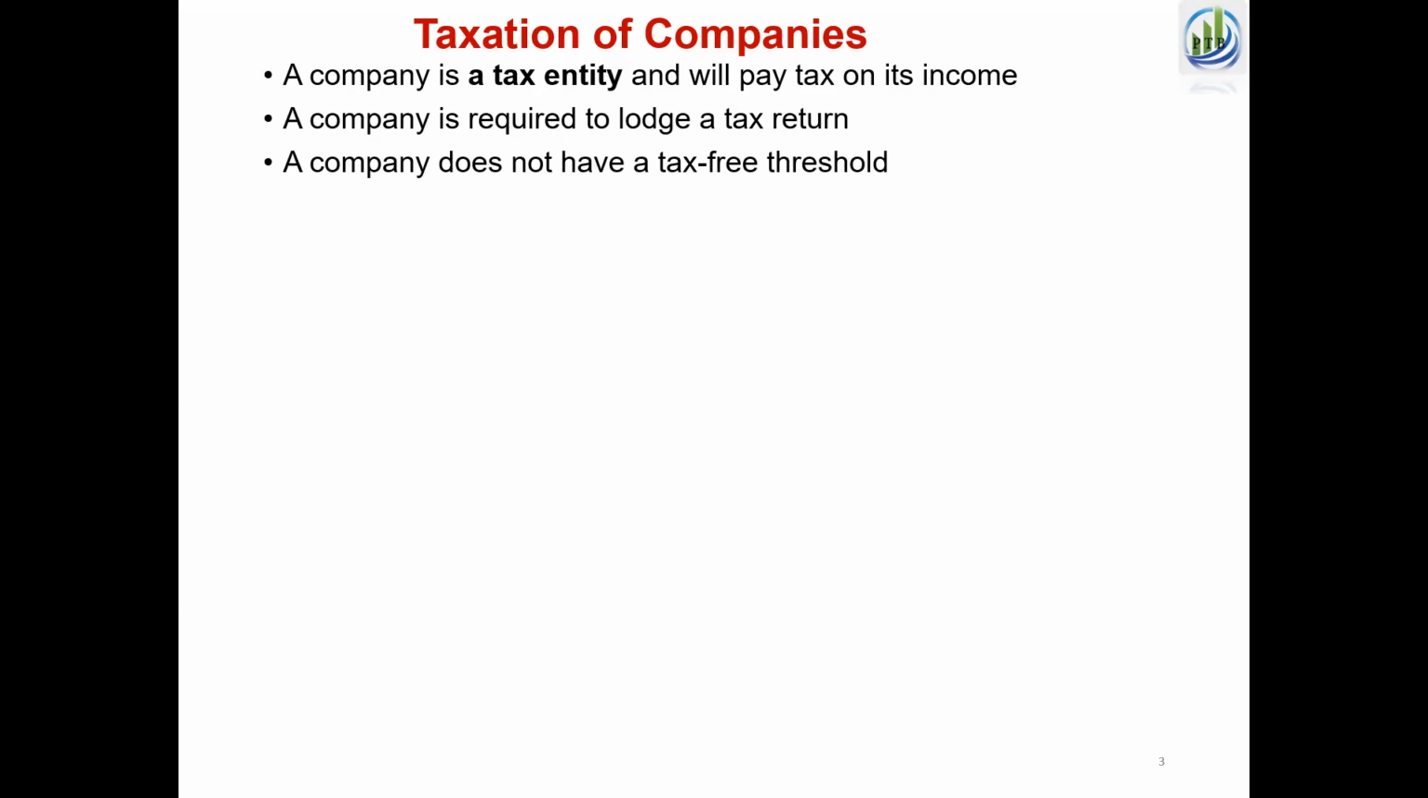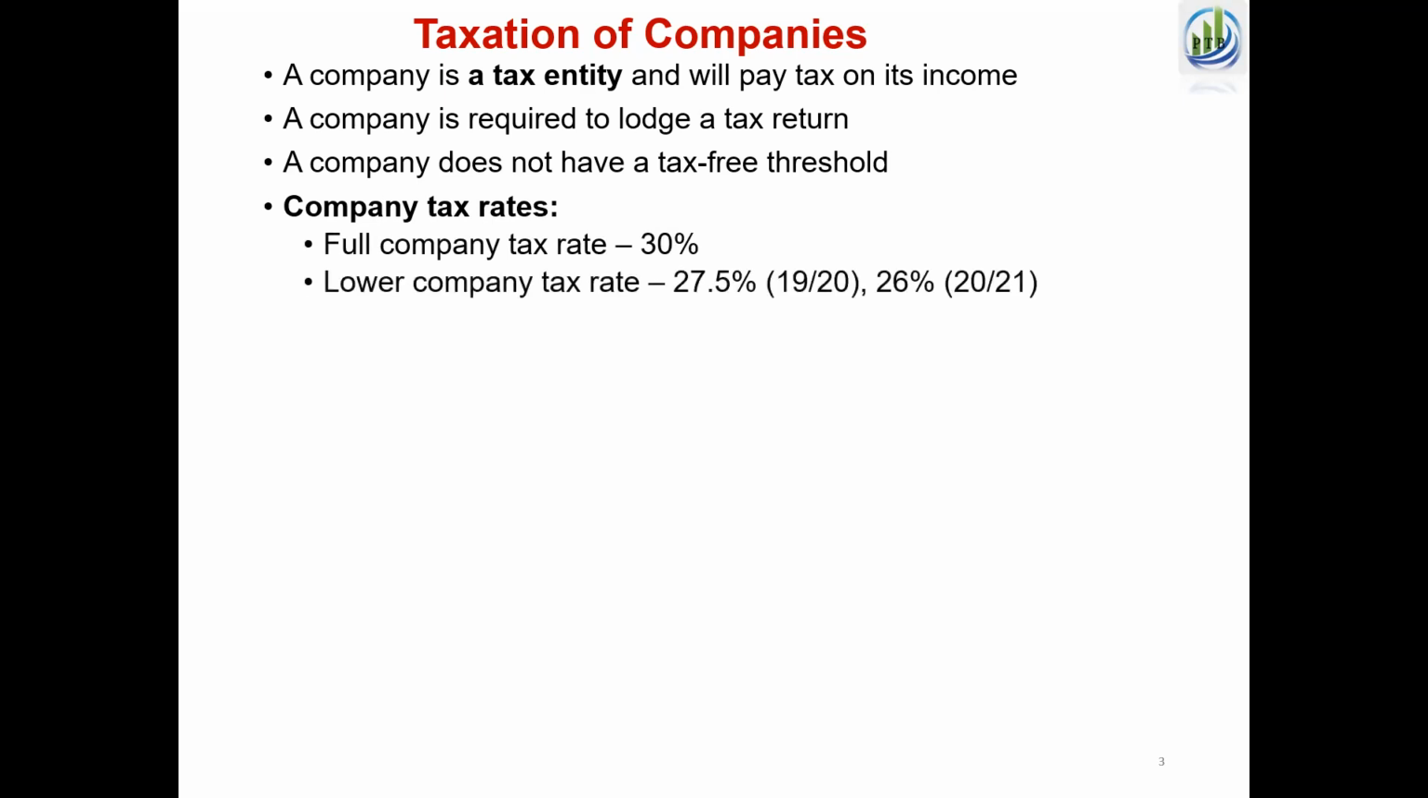So you remember when we talked about residents and non-residents, there are two different tax rates, two different tax brackets. We will talk about that in week one. However, the tax rate for a resident company or non-resident company is flat, not a bracket, and there is no difference between resident and non-resident companies. So what is the tax rate? The normal tax rate is 30%. However, there are lower tax rates available.